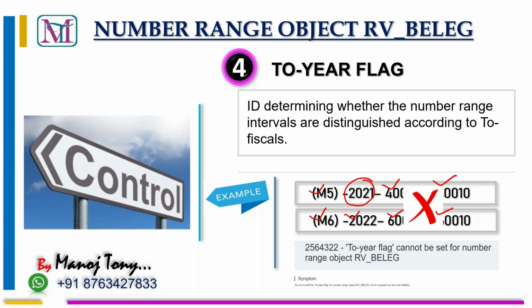If you check below, this is the SAP note, and the SAP note number is this. Year flag cannot be set for number range RV_BELEG. RV_BELEG means the SD number range, the sales order number range. Here you can see the small letter. You try to edit the year flag for number range RV_BELEG, but it is grayed out and not editable.